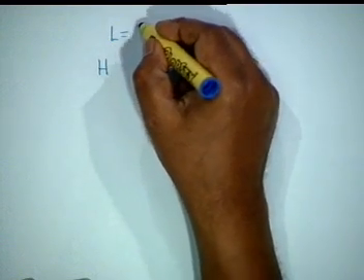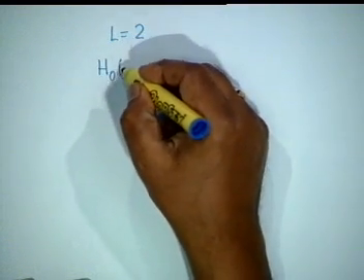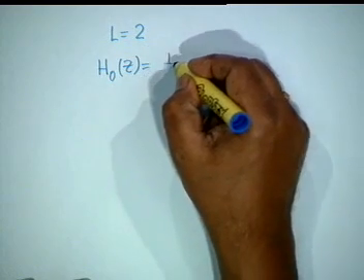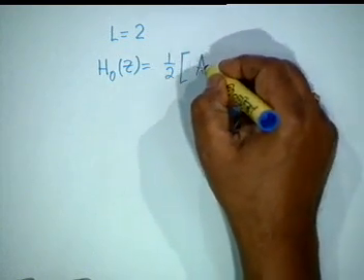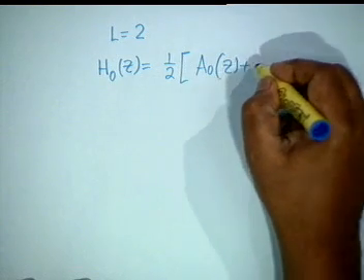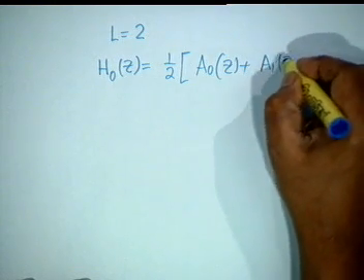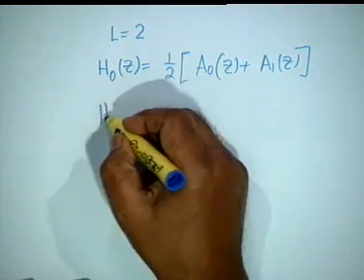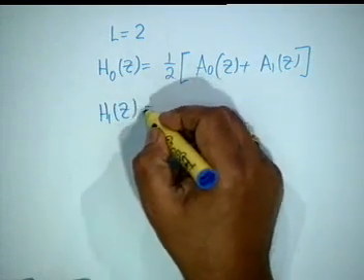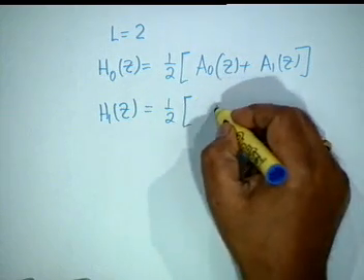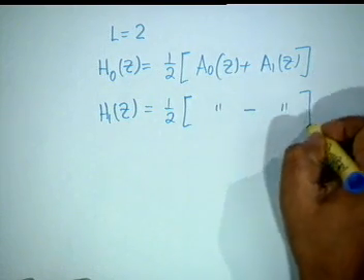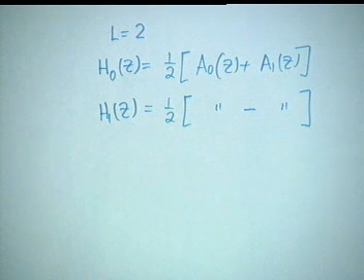For the particular case of L equal to 2, if H0(z) is taken as half of A0(z) plus A1(z) and H1(z) is taken as half of A0(z) minus A1(z), then their sum obviously is an all pass function equal to A0(z).